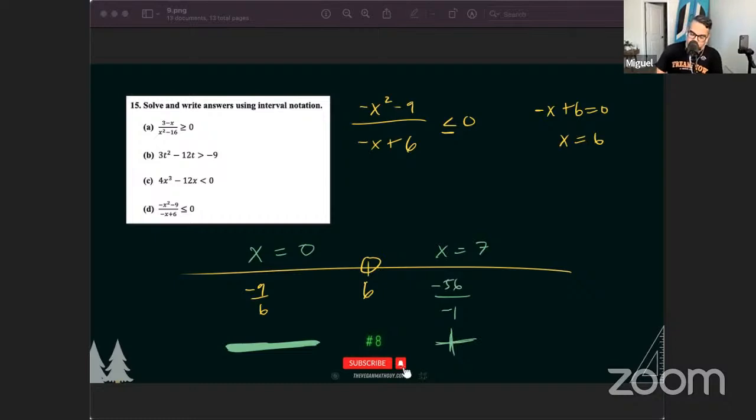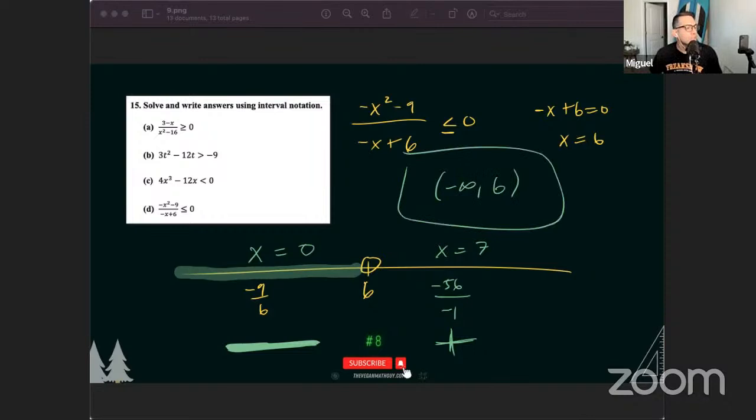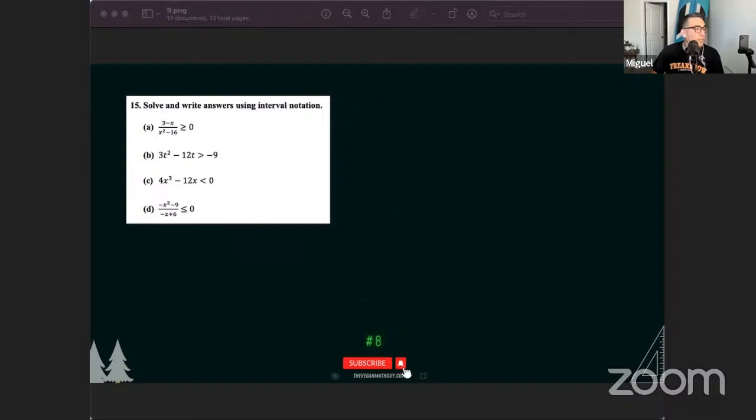We're trying to find when it's less than or equal to 0. So that's going to be this interval here. So then our value is going to be from -infinity to 6. That is where the function is going to be less than or equal to 0. It wasn't equal to in any of the values, but that's exactly where it's going to be. Awesome.